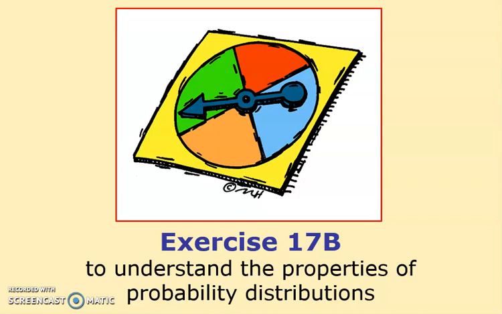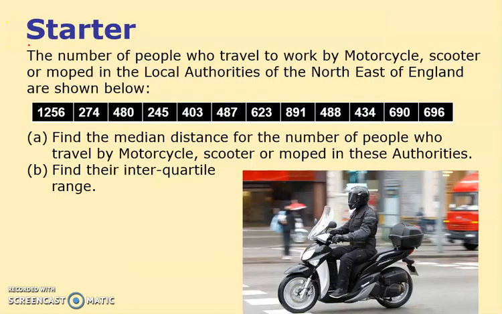Hello there, exercise 17b. We're going to look at probability distributions here. We're going to see how A-level, I suppose, extends our work on probability that we've seen at GCSE up to this point. So a little starter for us, and initially it's nothing to do with probability.